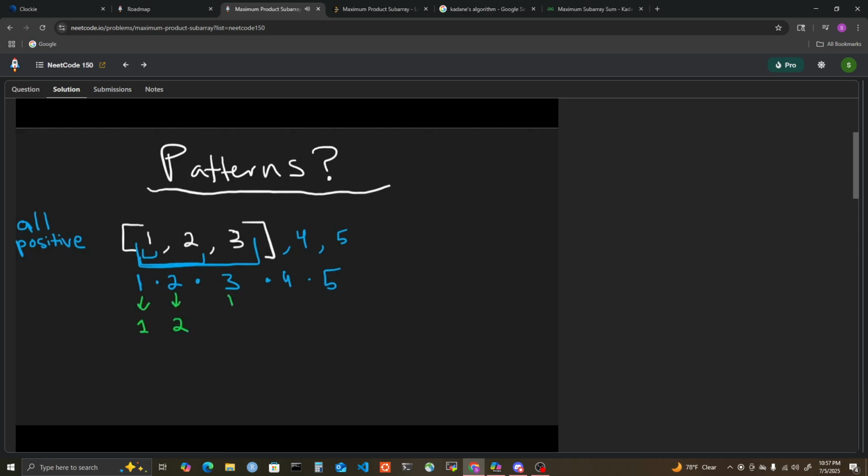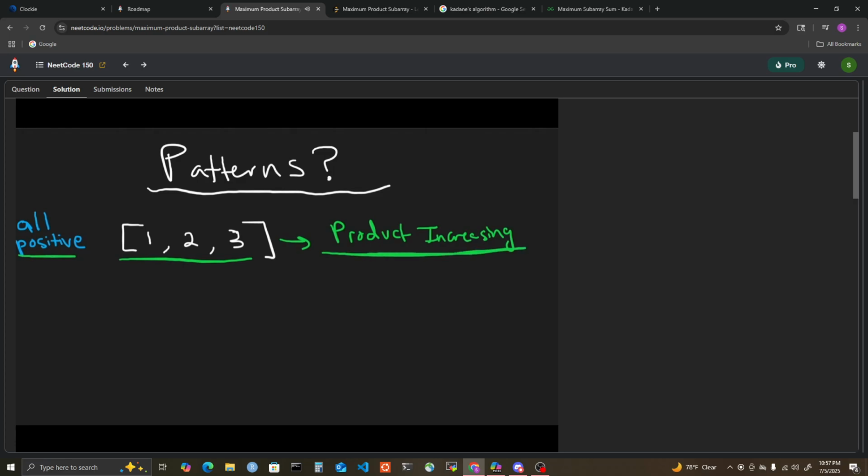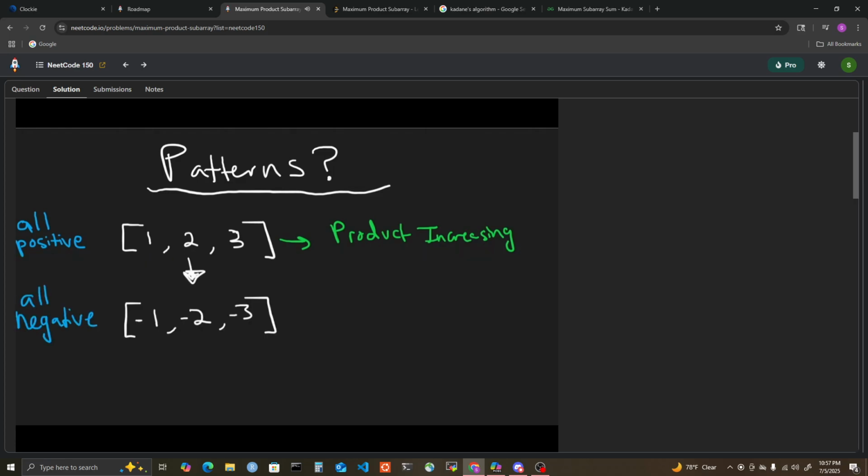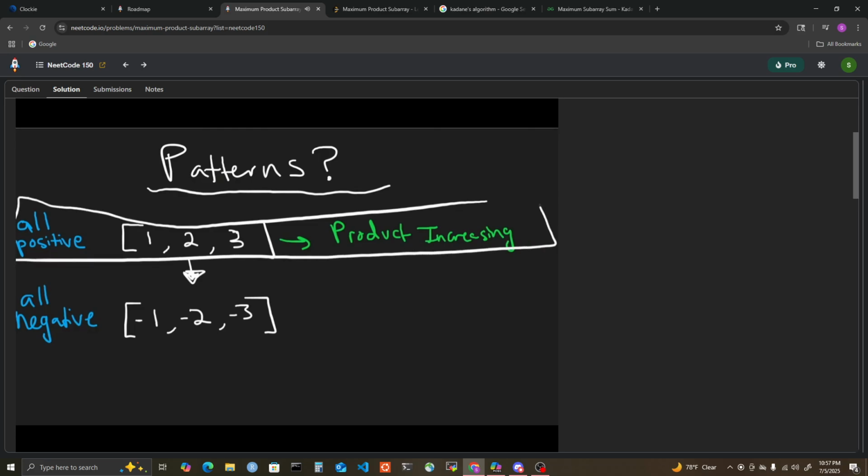Up until this point, it's going to be a 2. Up until this point, a 6. Then 24. Then 120. If we have positive numbers, no matter what happens, they're going to keep increasing, right? So this is the simple case. If we get all positive numbers, then our product is always going to be increasing. Now let's look at the opposite scenario. What if we had all negative numbers? Because all positives is easy. You just multiply all of them, you get the max product.